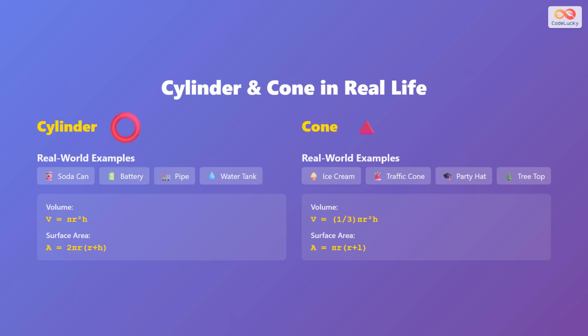Now let us look at cylinders and cones. The volume of a cylinder is pi times the radius squared times the height. The surface area of a cylinder is 2 times pi times the radius plus the height. For a cone, the volume is 1/3 times pi times the radius squared times the height. The surface area is pi times the radius plus the slant height. Cylinders are used in cans, pipes, and storage containers. Cones are used in ice cream, traffic signals, and rooftops.